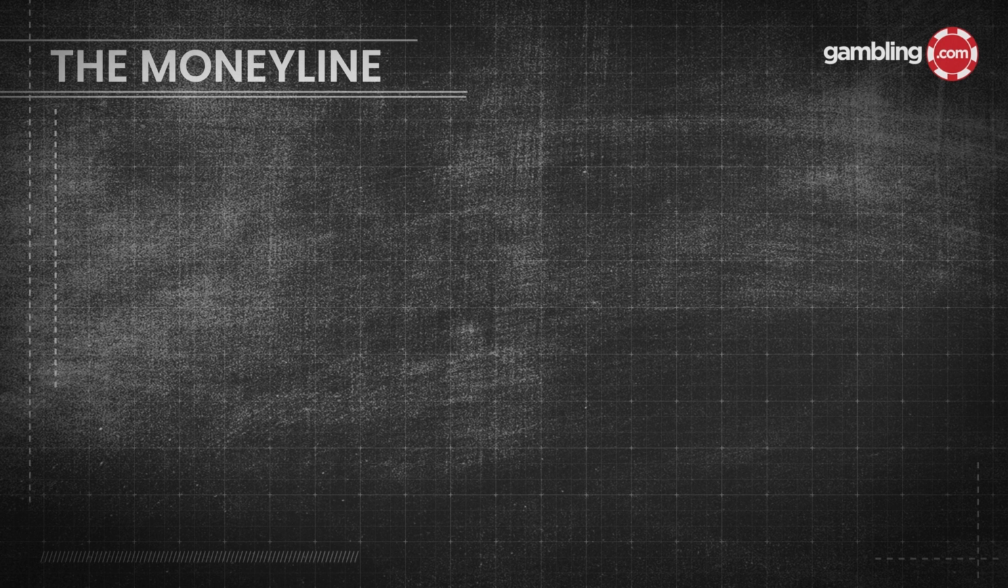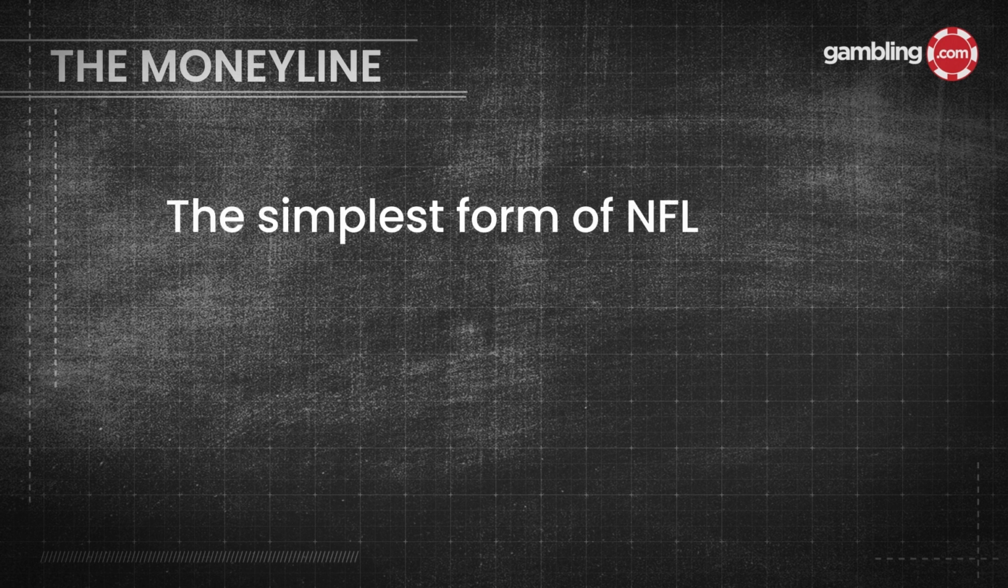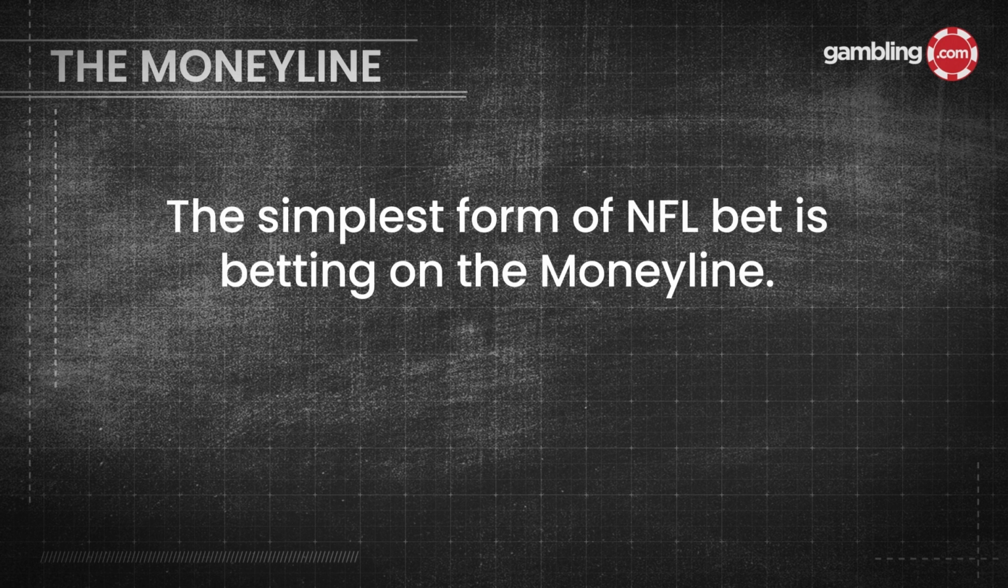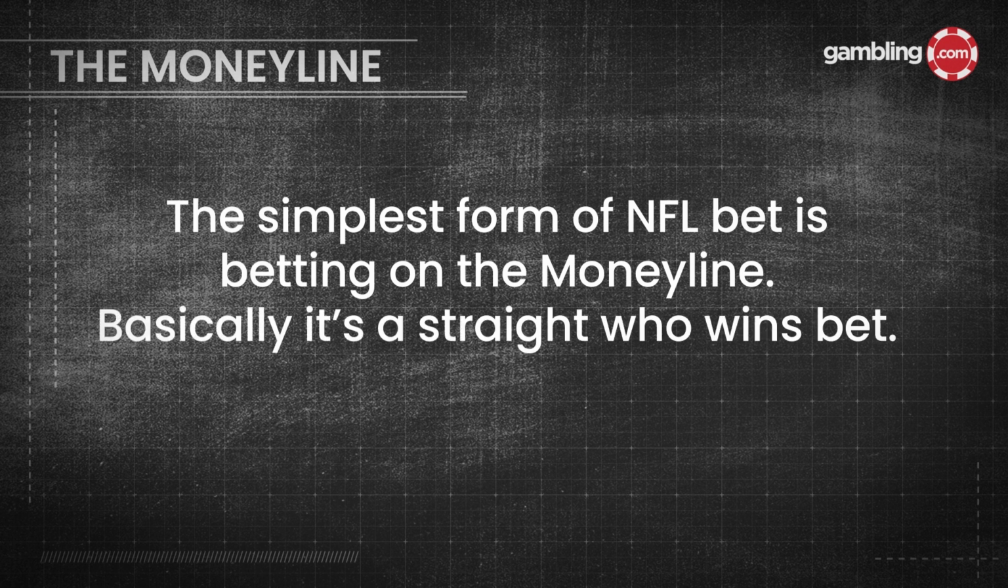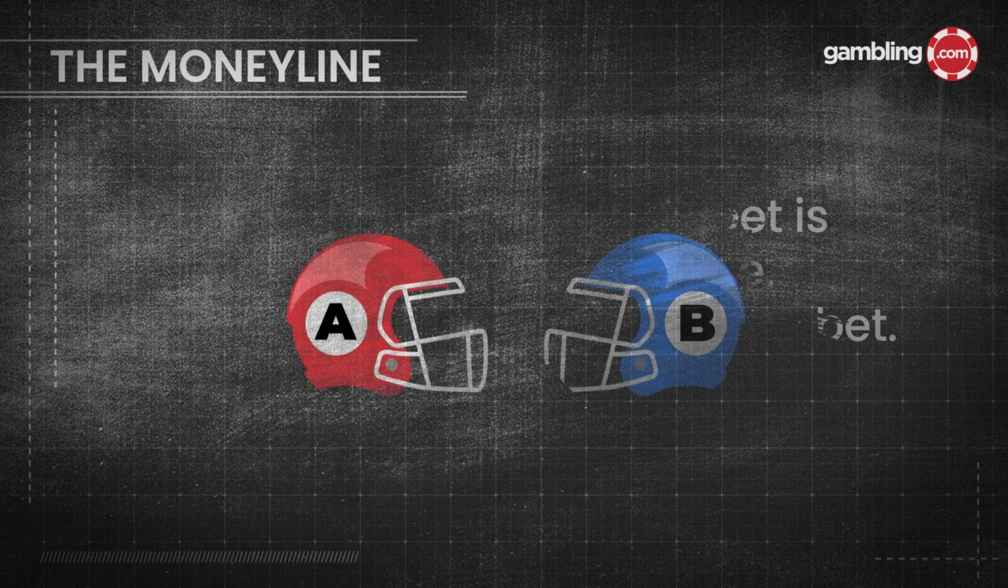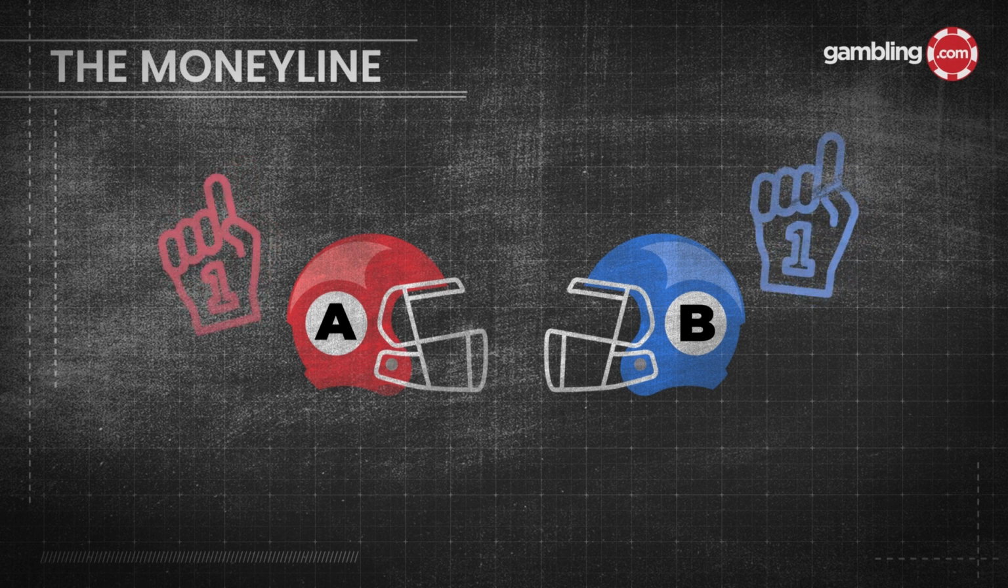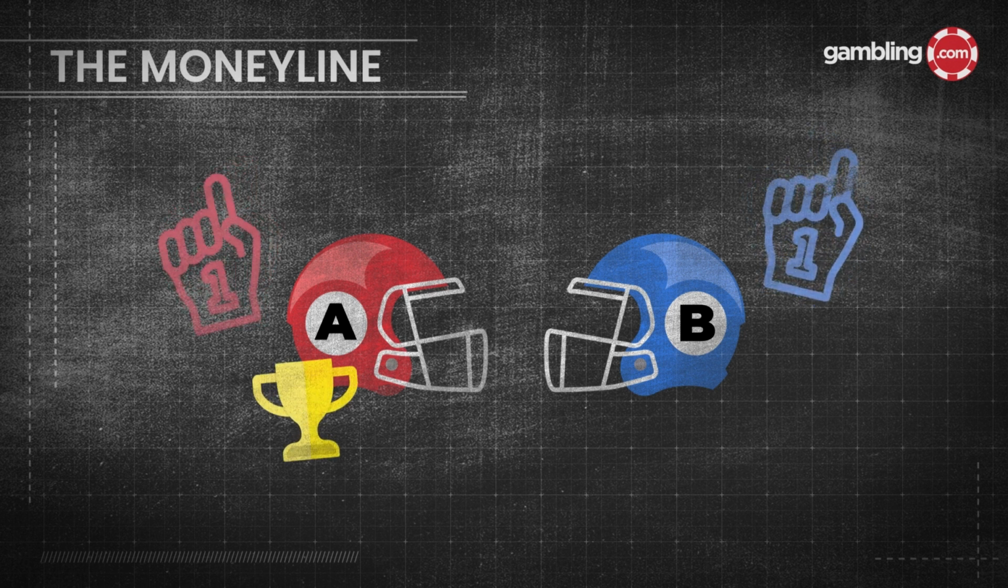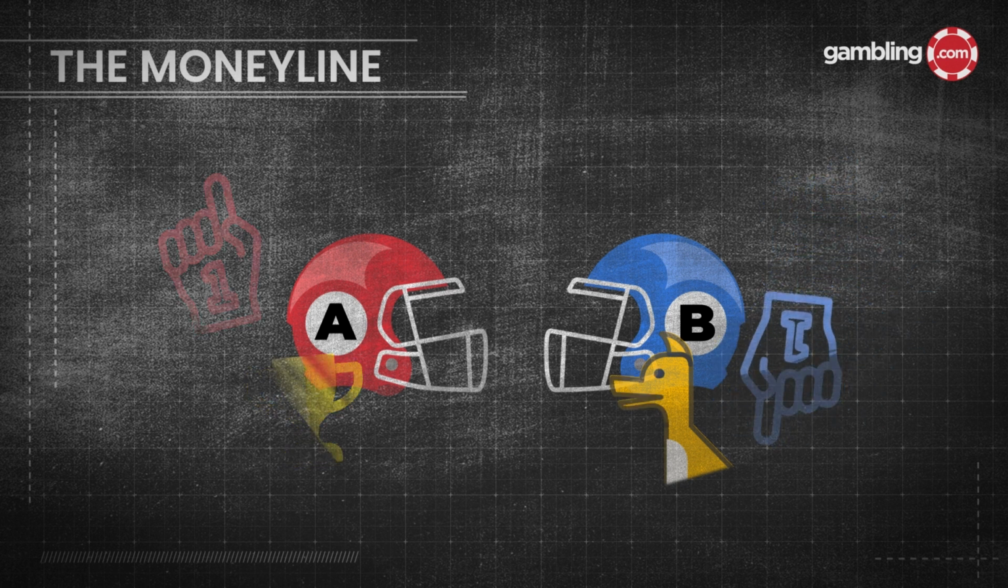First up, the money line. The simplest form of NFL bet is betting on the money line. It's a straight who wins bet. You simply need to choose the outright winner of the game, and there is no need to worry about covering the spread. The odds makers will make one team favorite to win and the other team the underdog.